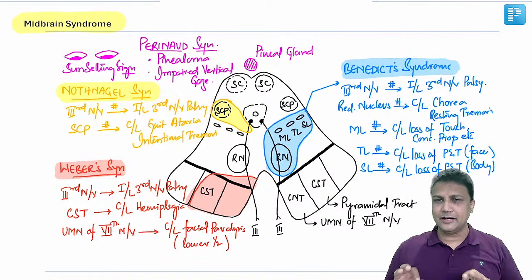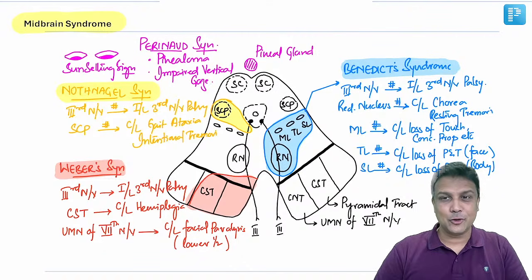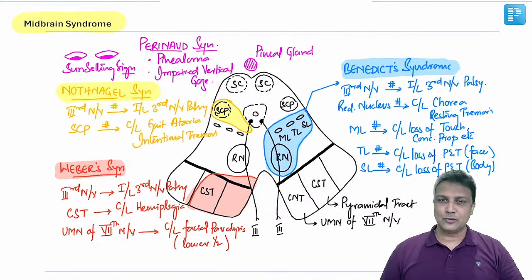In this manner, in a very simple manner, in one diagram we are done with all the syndromes over there: Weber syndrome, Benedict syndrome, Nothnagel syndrome, and Parinaud syndrome. Let's have a revision once more here.